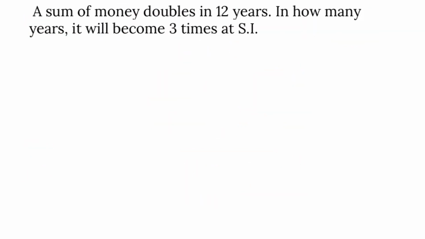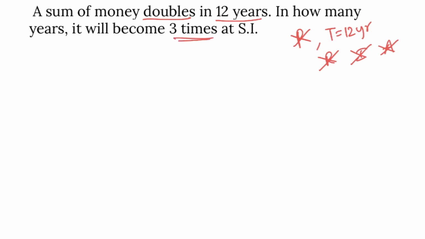A sum of money doubles in 12 years. In how many years will it become 3 times? A sum of money P is not given. It doubles in 12 years, so time is given as 12 years. Rate of interest is not given. Interest is not given. Amount is not given. Nothing is given in terms of rupees except 2 conditions. It doubles, time 12 years. In how many years will it become 3 times? That is the question. I already told you interest is proportional to time.